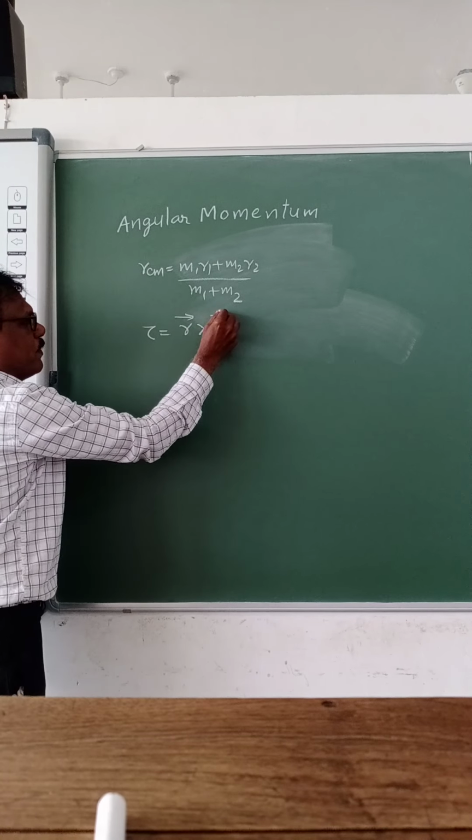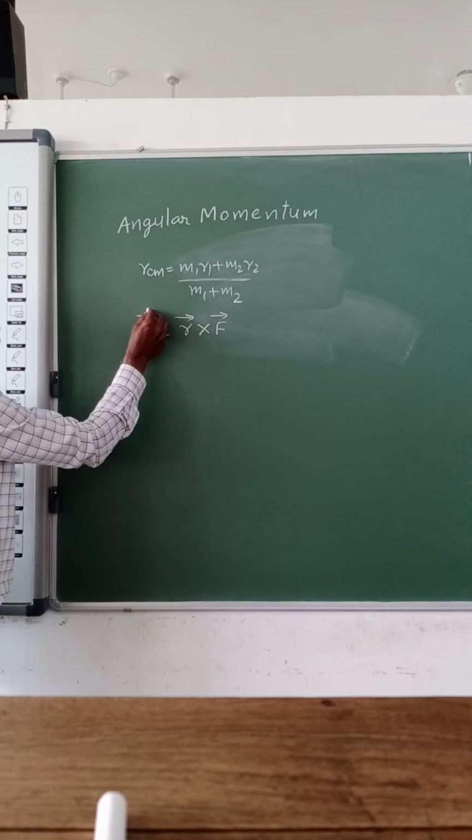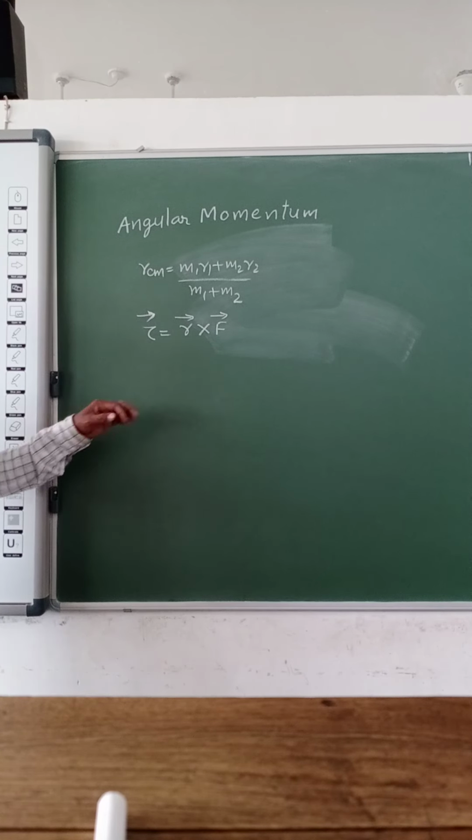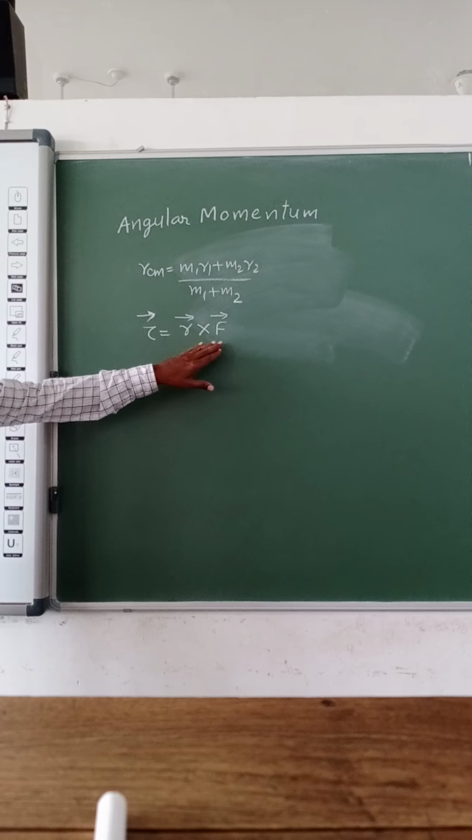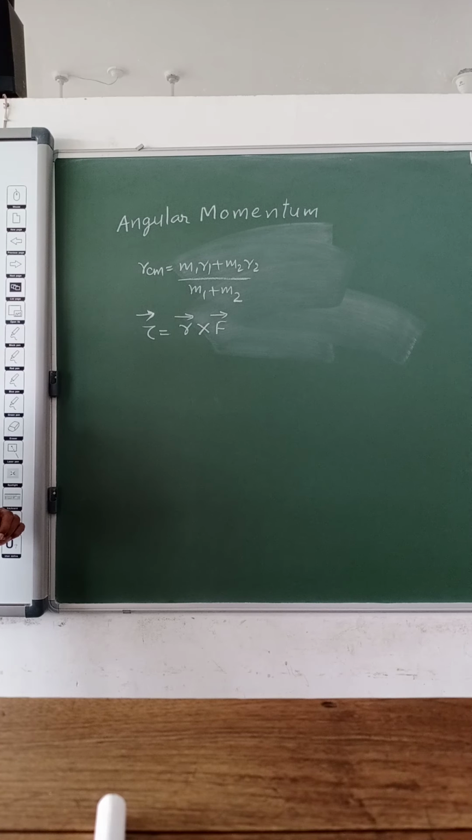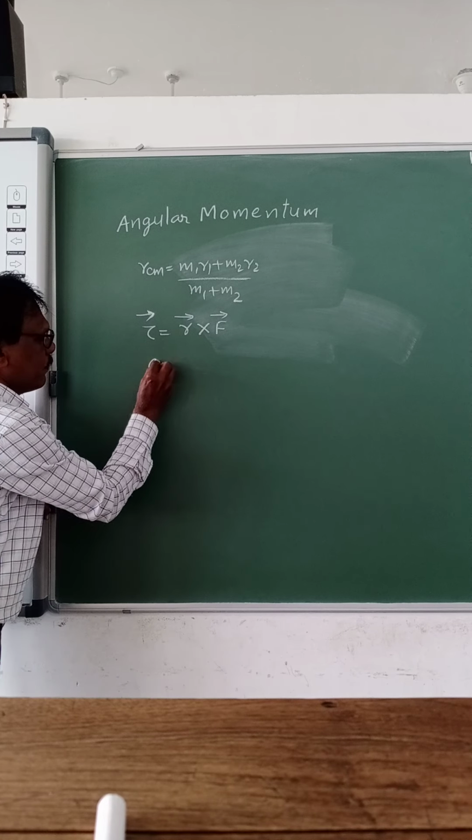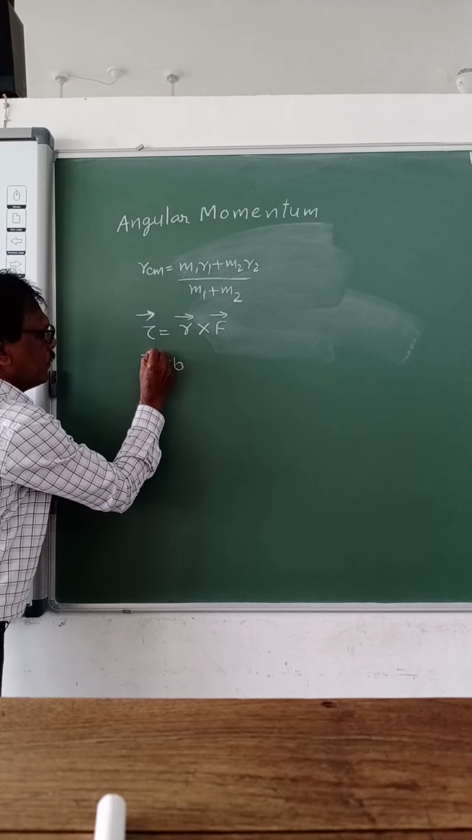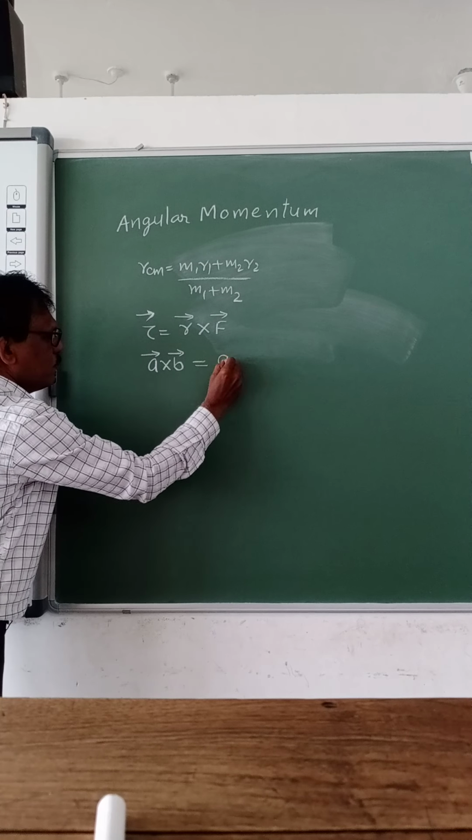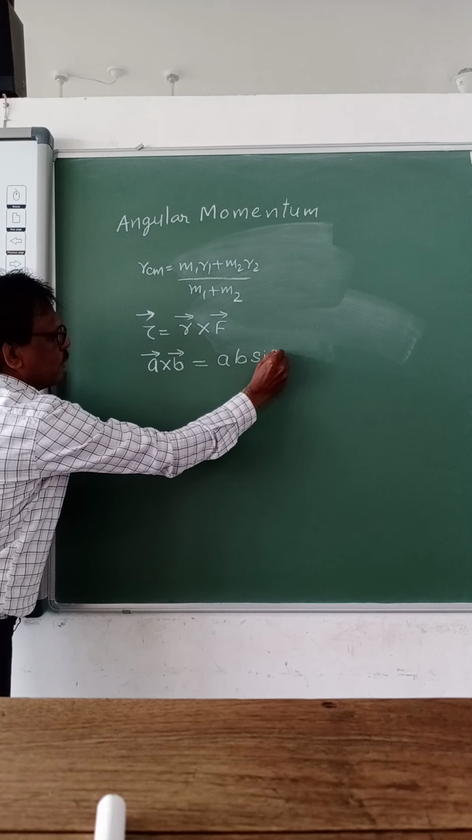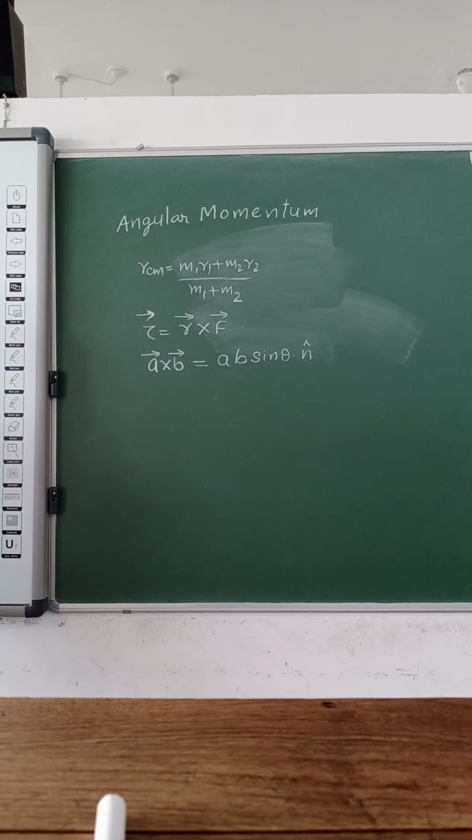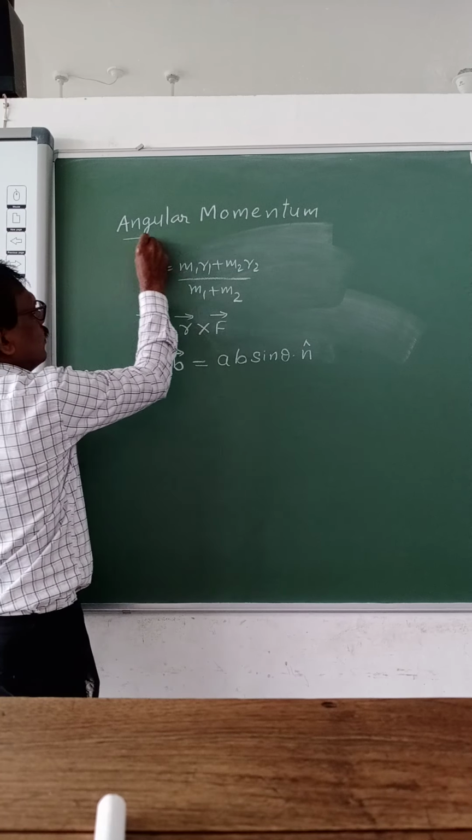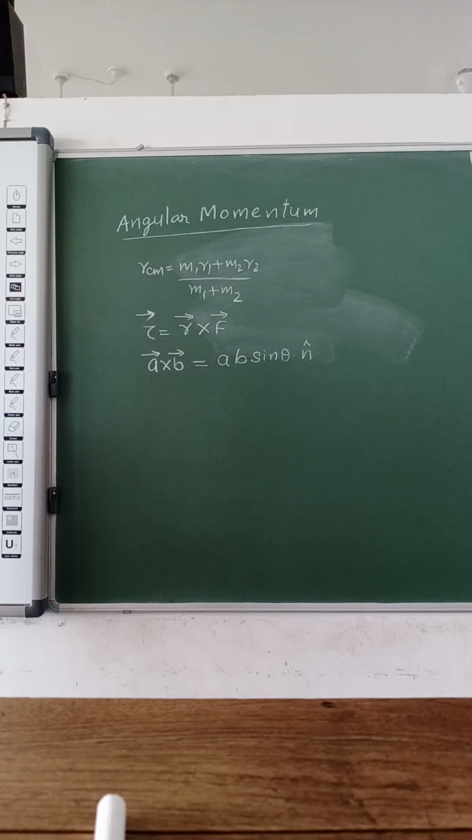Both are perpendicular to each other. Torque is the force in rotational motion. So R cross F: R is perpendicular to torque, F is perpendicular to torque. That we have already discussed. Apart from that, we have discussed the cross product of two vectors, A cross B. If we take two vectors, A cross B will be equal to AB sin theta n cap. This we have discussed. So in rotational motion, today we will see how angular momentum works.